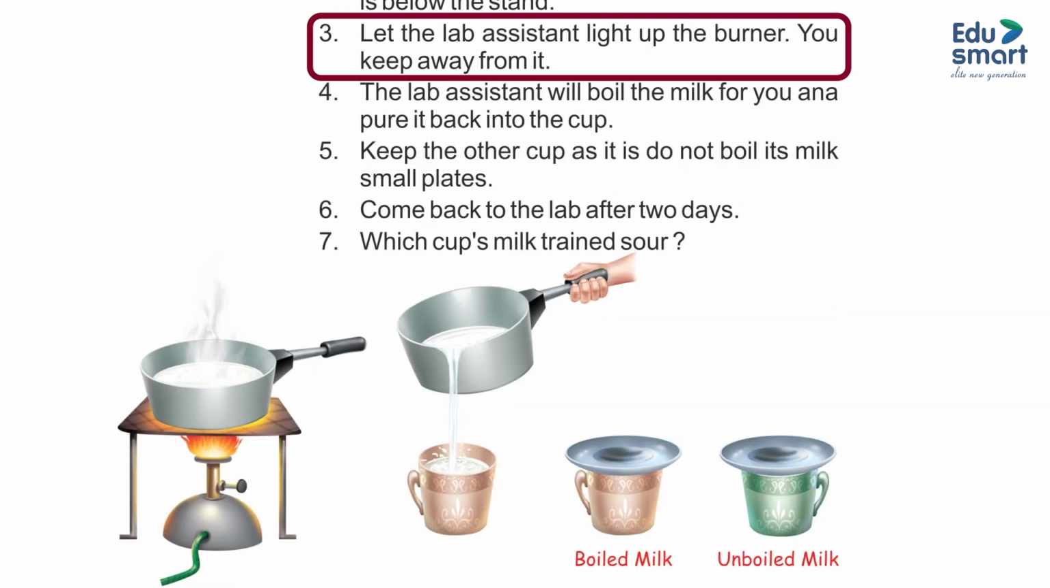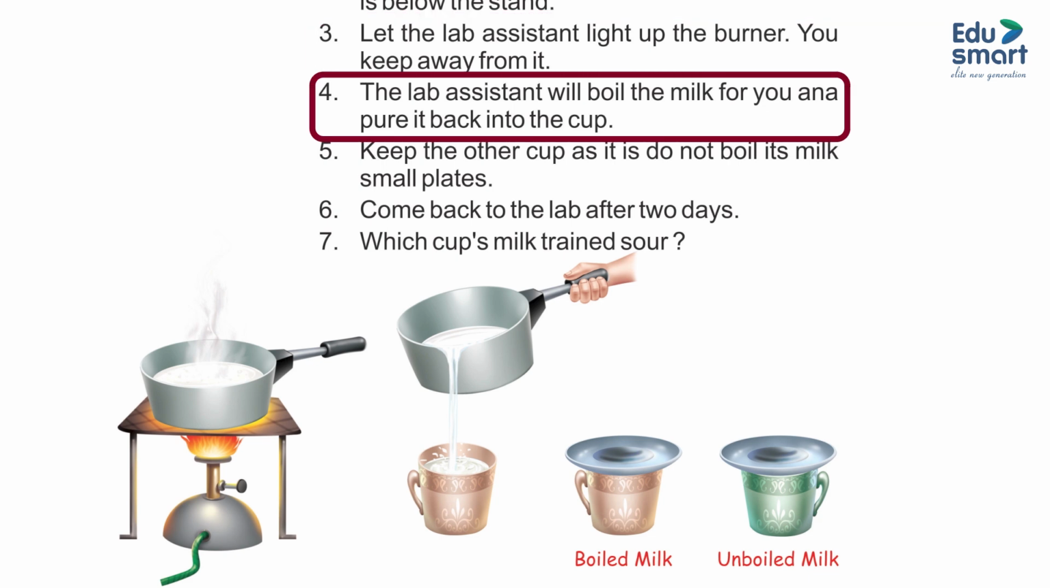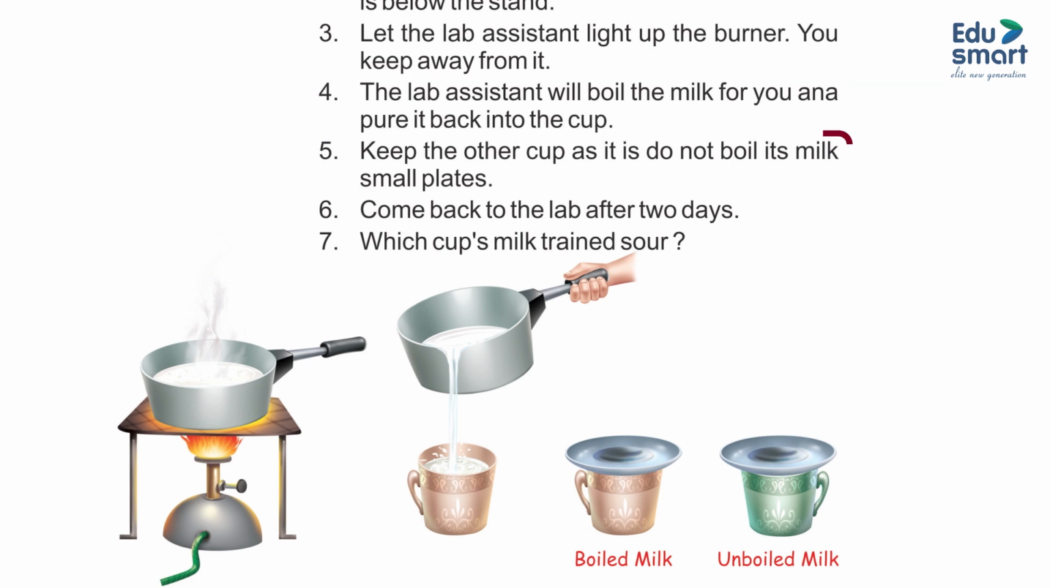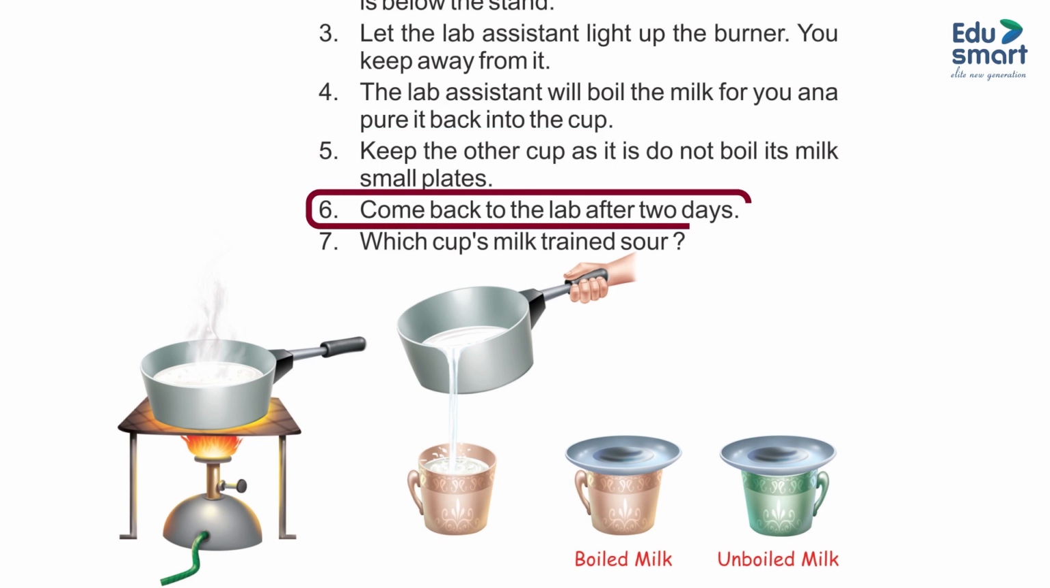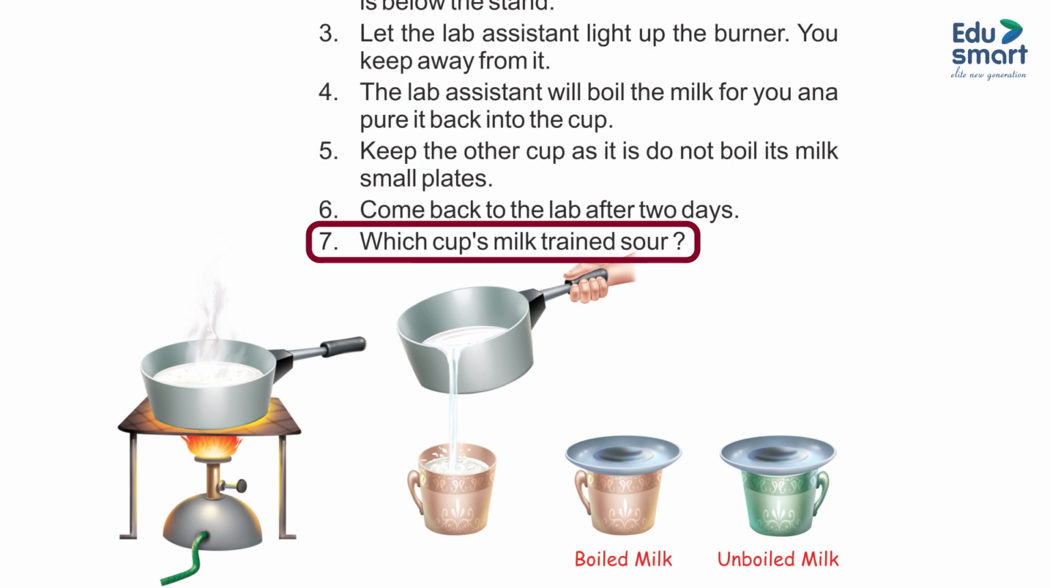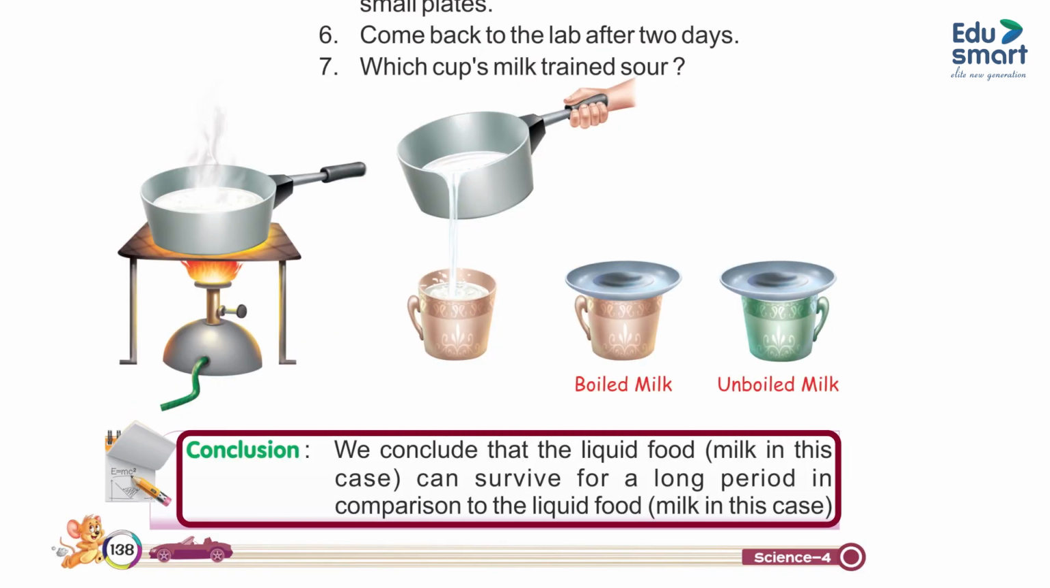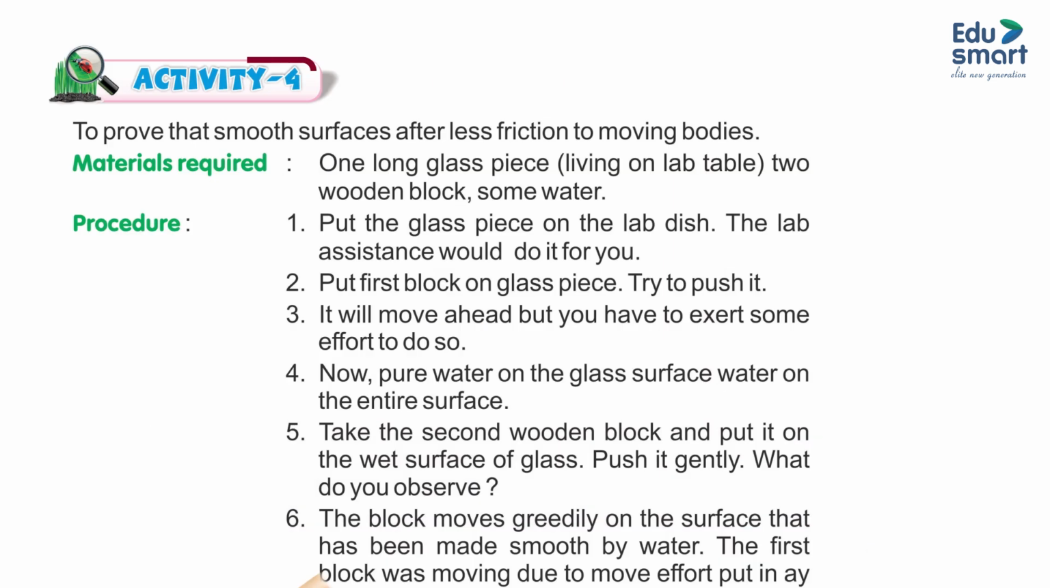3. Let the lab assistant light up the burner. You keep away from it. 4. The lab assistant will boil the milk for you and pour it back into the cup. 5. Keep the other cup as it is. Do not boil its milk. 6. Come back to the lab after 2 days. 7. Which cup's milk turned sour? Conclusion: we conclude that the boiled liquid food, milk in this case, can survive for a long period in comparison to the unboiled liquid food, milk in this case.